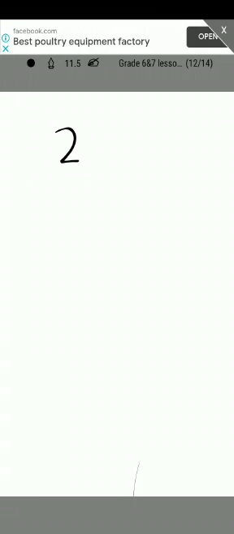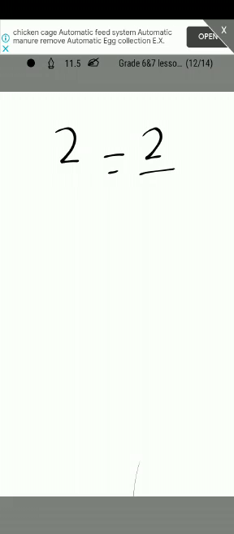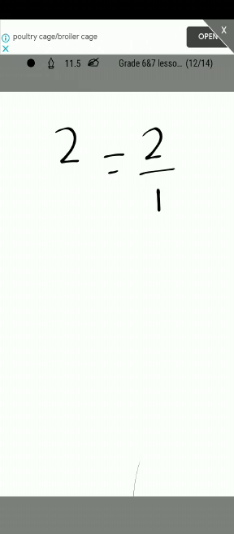If you have 2 whole, when you are going to do calculations involving fractions, write this whole number as 2 divided by 1, or 2 upon 1. It is the same thing. If you divide 2 by 1, you will get 2. So you write 2 whole as 2 upon 1.